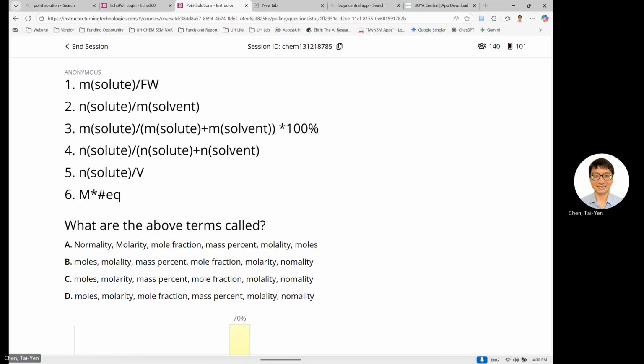And first things first. The first one is the mass of your solute divided by the formula weight. Oh, before I go into this, any questions for the course? Everybody's fine with all the contents?